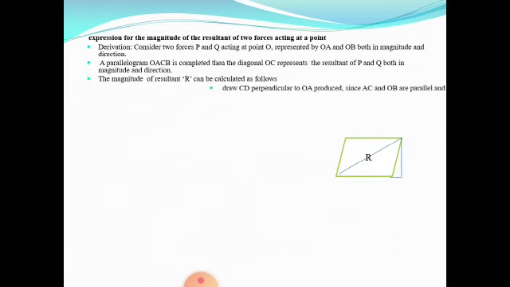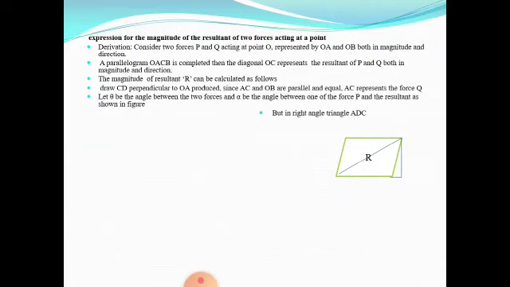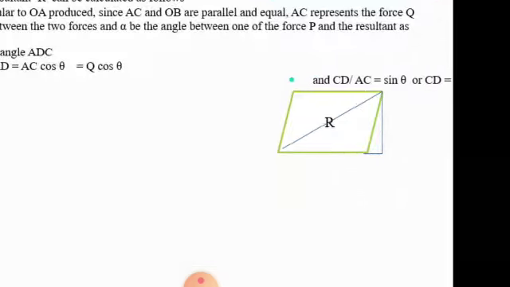In the right angle triangle ADC, AD by AC is equal to cos theta, or AD is equal to AC cos theta, that is equal to Q cos theta. And CD by AC is equal to sin theta, or CD is equal to AC sin theta, that is equal to Q sin theta. Here we consider the right angle triangle OCD.